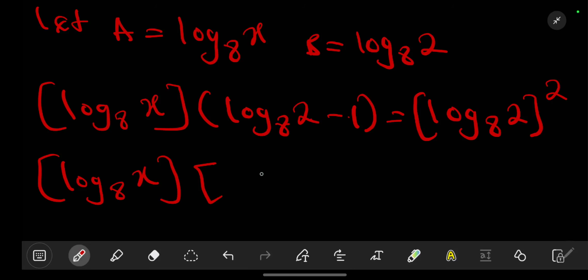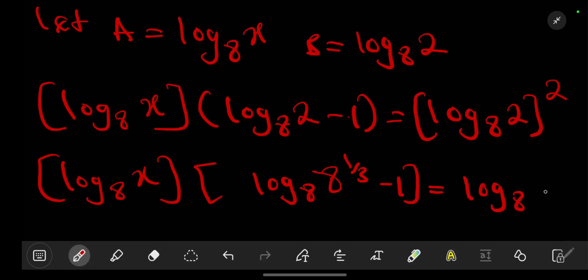So we can say that, in another bracket, it will be the log of 8 to the power 1 over 3 minus 1, like that. The reason we have introduced 8 is, if we have the same base, we can easily cancel it. So we have should be equal to, even here, the log of 8 to the power 1 over 3.